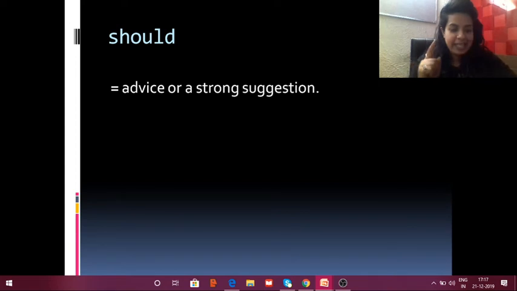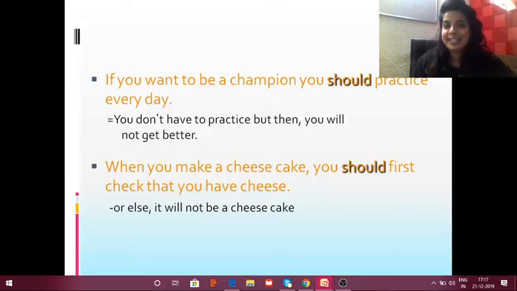The next modal is should. What is the meaning of it? It is used to tell about advice or a strong suggestion, such as if you want to be a champion, you should practice every day. You don't have to practice, but then you will not get better.